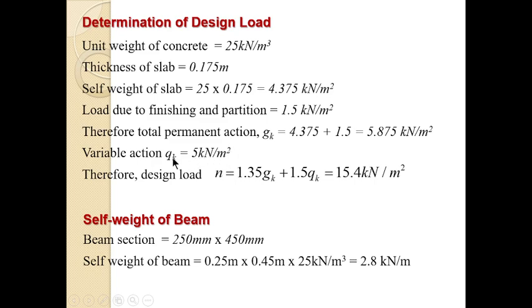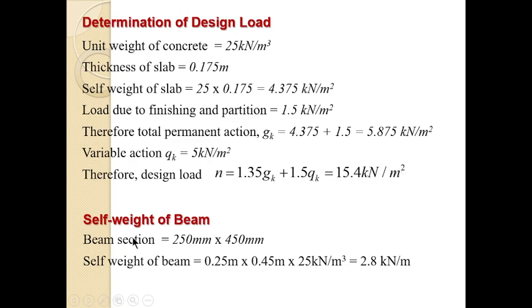We were told that the total variable action is 5 kN per meter square. So QK is 5. Our design load, remember this equation 1, says n equals 1.35 GK plus 1.5 QK. 1.35 is the factor of safety for permanent action, and 1.5 is the factor of safety for variable action. Once we put that into this equation, we have that our design load is 15.4 kN per meter square.